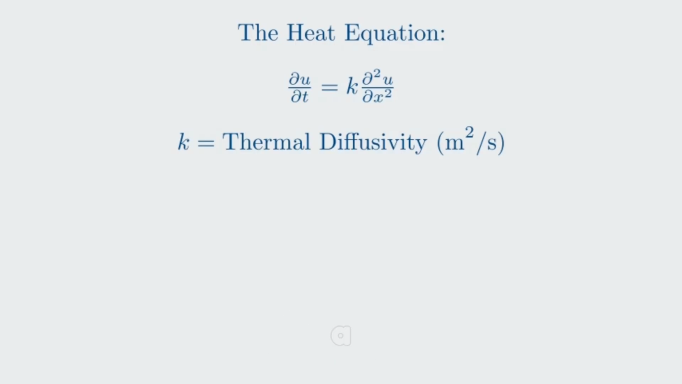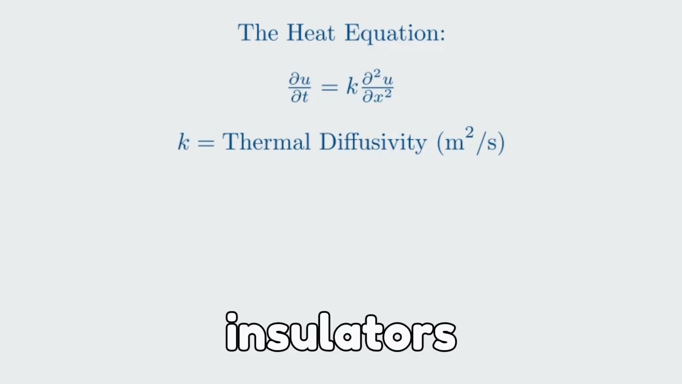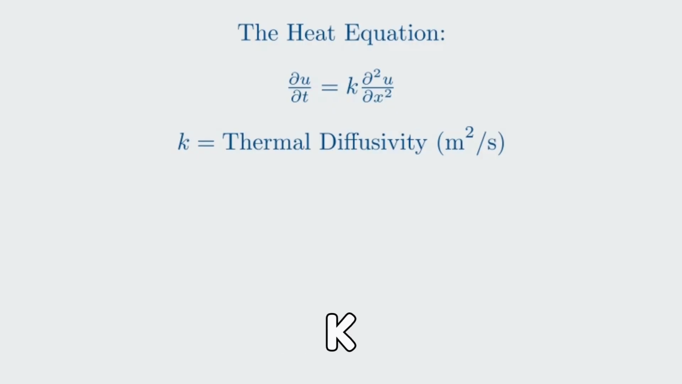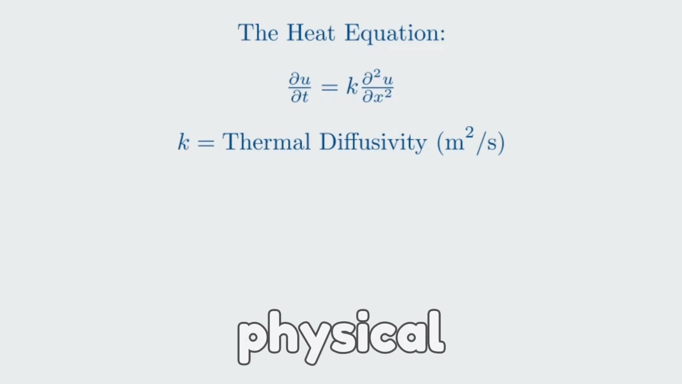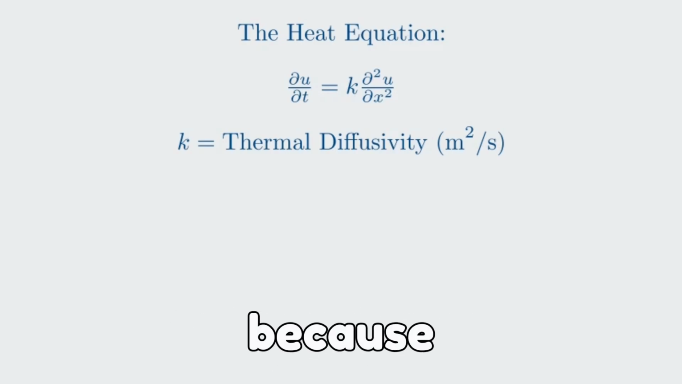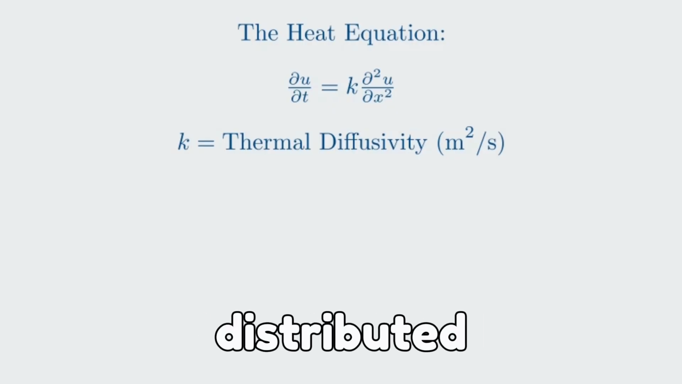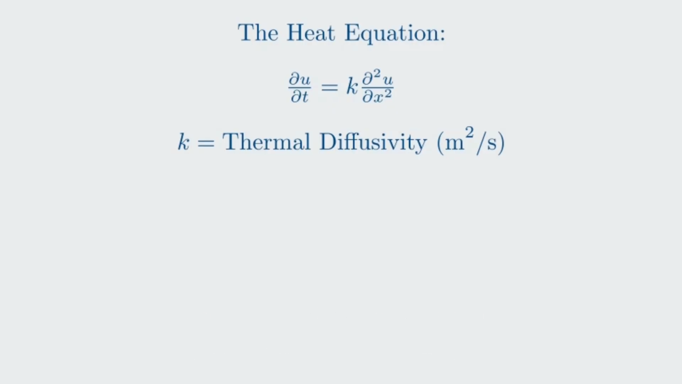Materials like metals have a large k, meaning heat diffuses quickly. Insulators like wood have a small k, meaning heat spreads slowly. So to recap, the heat equation is an elegant mathematical statement of our physical intuition. The temperature at a point changes over time because of the flow of heat, and the rate of that change depends on how the temperature is distributed in the surrounding space.